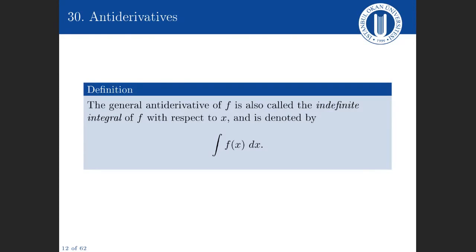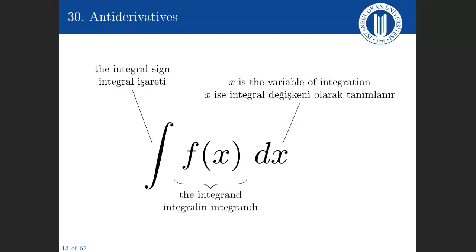We have another name for the general antiderivative of f. The general antiderivative of f is also called the indefinite integral of f. And we have a special way to write this. We write the integral sign, this large capital S, f of x dx. This large S at the start is called the integral sign. The function that we're integrating is called the integrand. And the dx on the end tells us that x is the variable of integration.